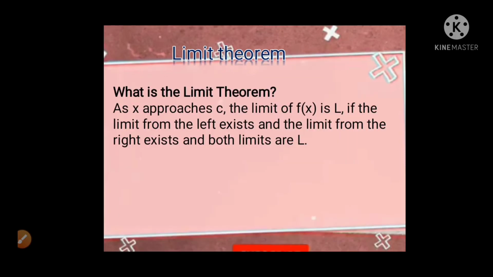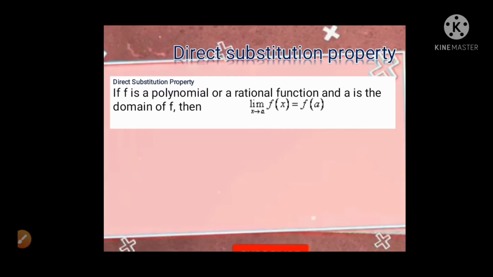So, limit theorem. What is the limit theorem? As x approaches c, the limit of f of x is L if the limit from the left exists and the limit from the right exists and both limits are L. Direct substitution property: if f is a polynomial or a rational function and a is in the domain of f, then the limit as x approaches a of f of x is equal to f of a.